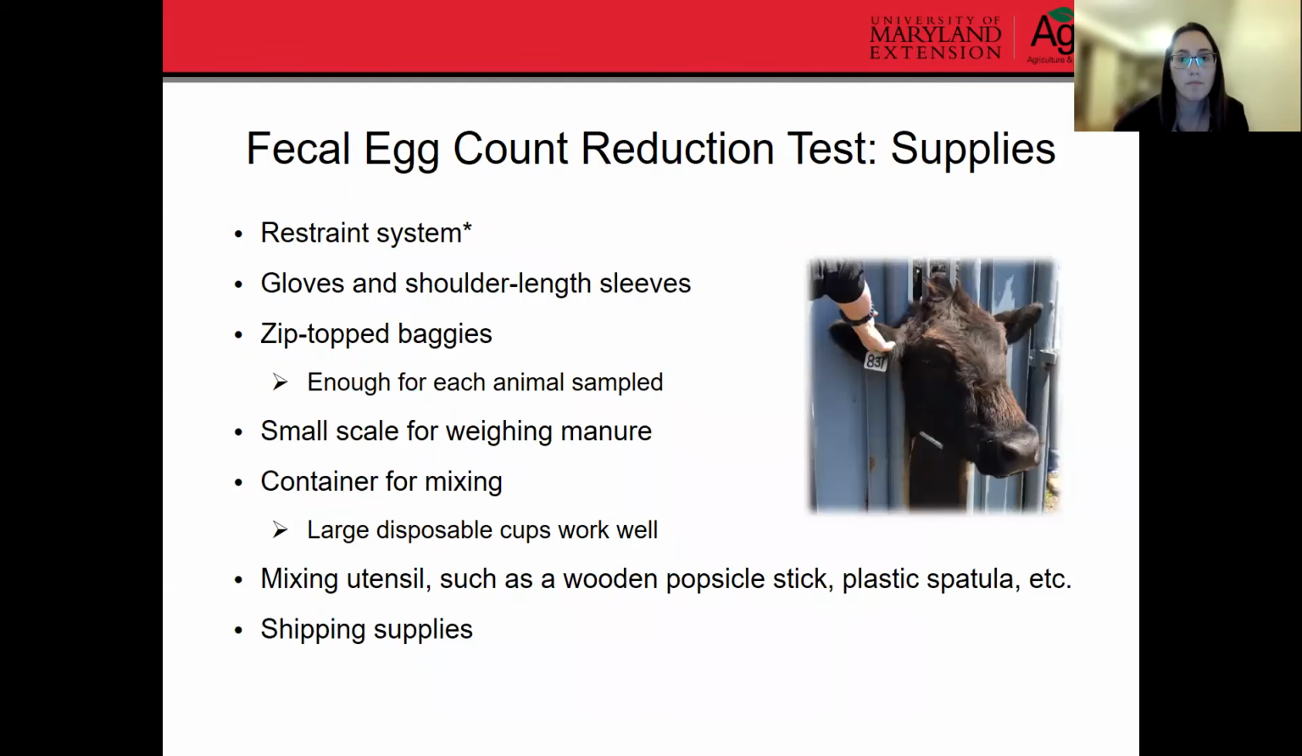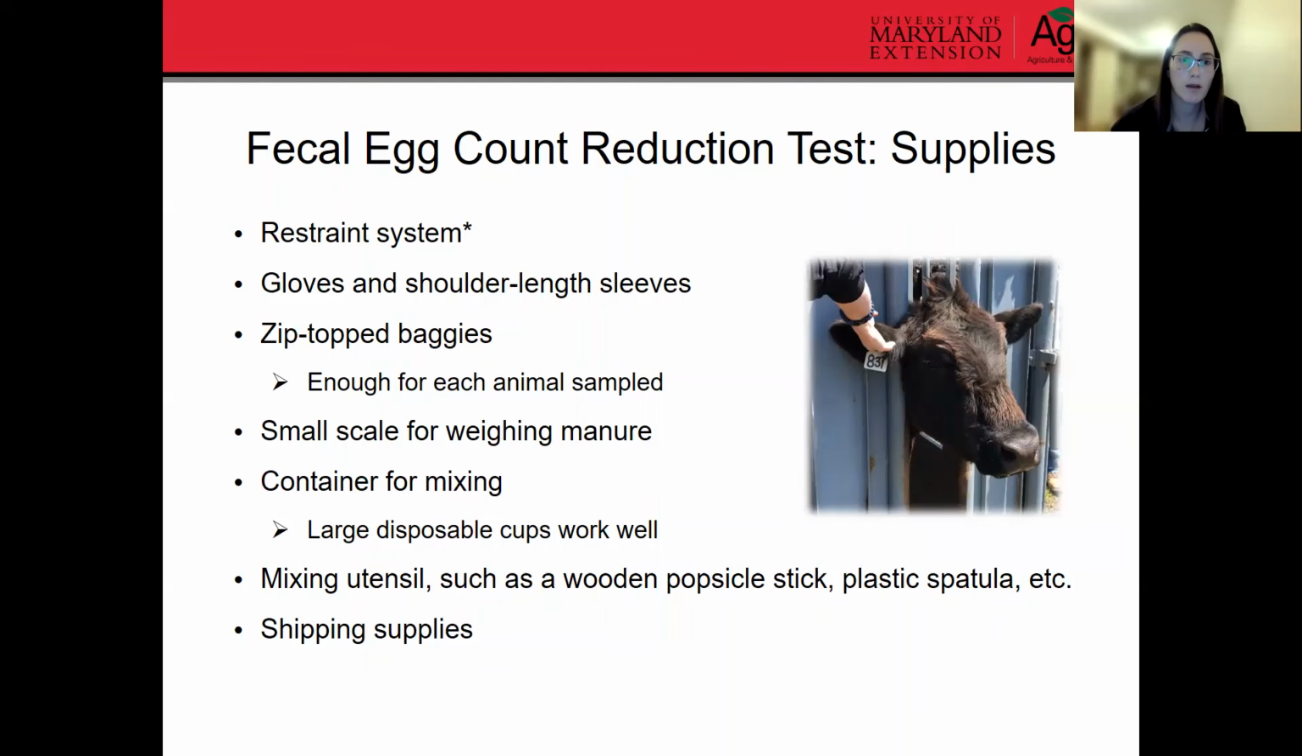So in terms of what you need to conduct your fecal egg count reduction test, obviously you need a way to restrain your animals safely, so you're not going to get kicked or run over or anything like that. If you have no way to restrain your animals to collect an individual sample directly from the rectum, you can just wait for them to defecate and collect the manure fresh from the ground, as long as it hasn't been sitting out in the hot sun or anything like that.